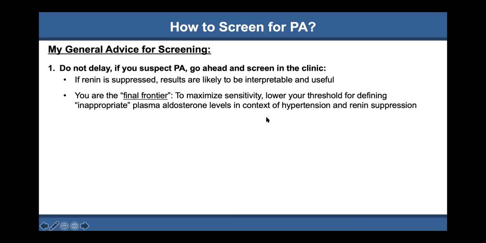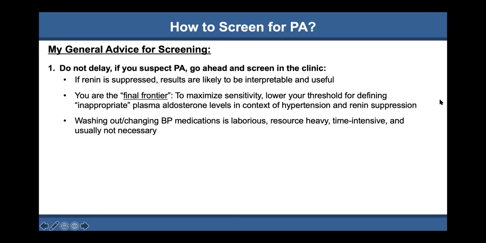So to maximize sensitivity, you should use the lowest threshold possible for defining inappropriate aldosterone production in the context of renin suppression and a high pretest probability, such as a patient with hypertension. As I mentioned, washing out and changing medications is a laborious and time-intensive process, and usually it's not necessary.